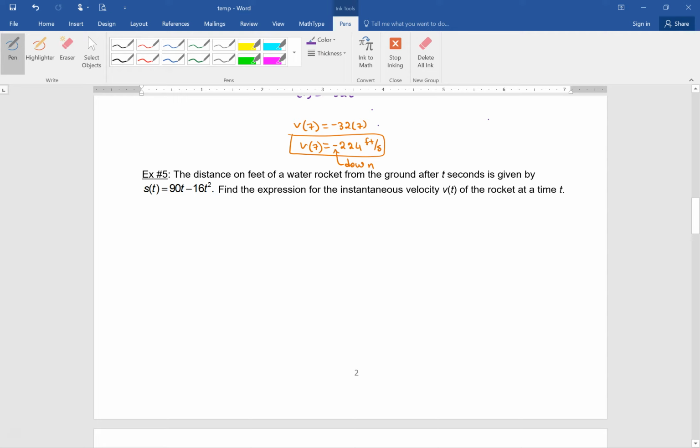Okay, so in this problem, the distance in feet of a water rocket from the ground after t seconds is given by this same situation. Find the instantaneous velocity at any time t. Okay? At any time t. So what are we going to find here? We need v of t. V of t is going to be s of t plus h minus s of t over h. This is the limit as h approaches 0.